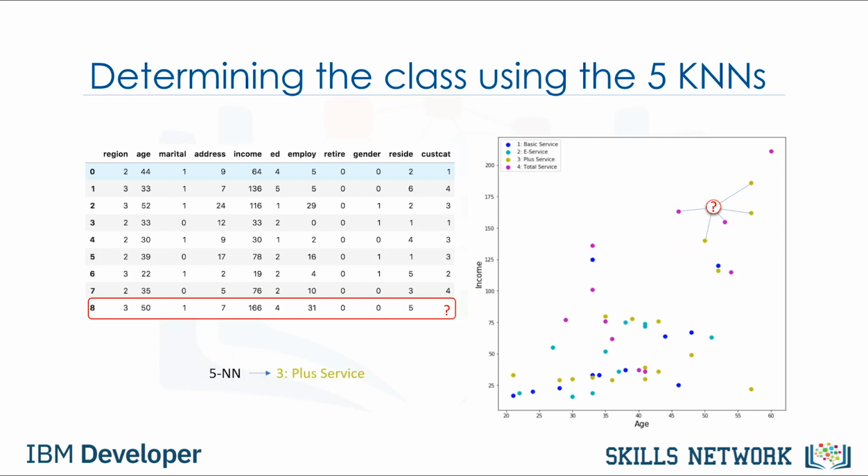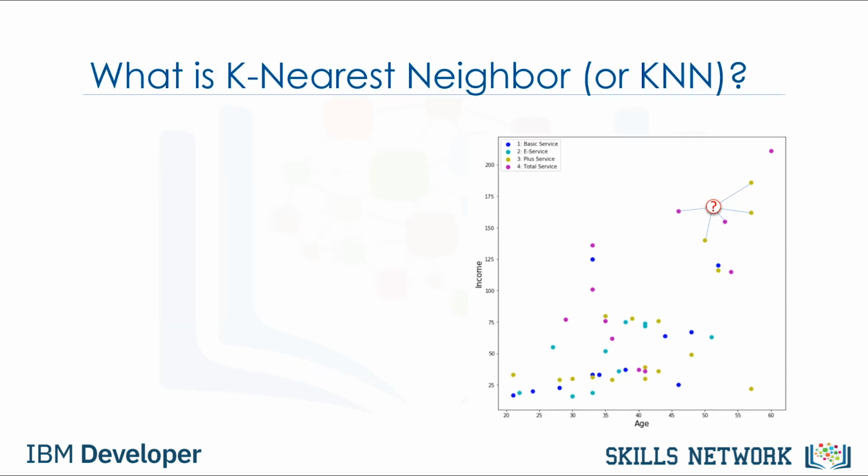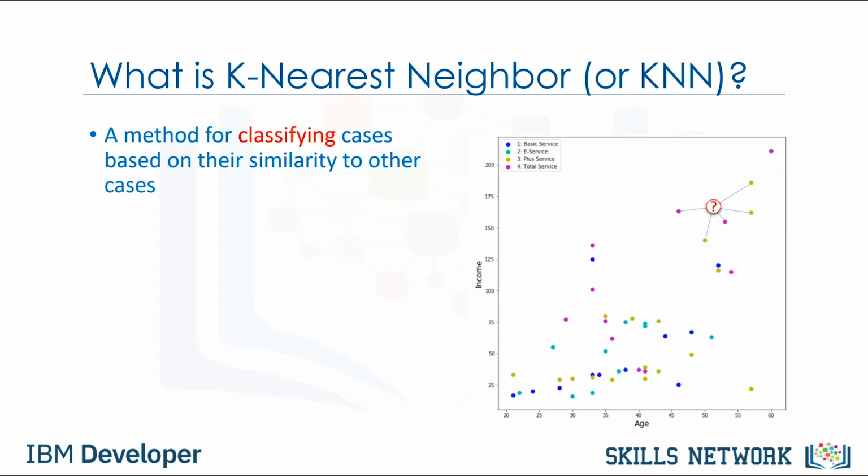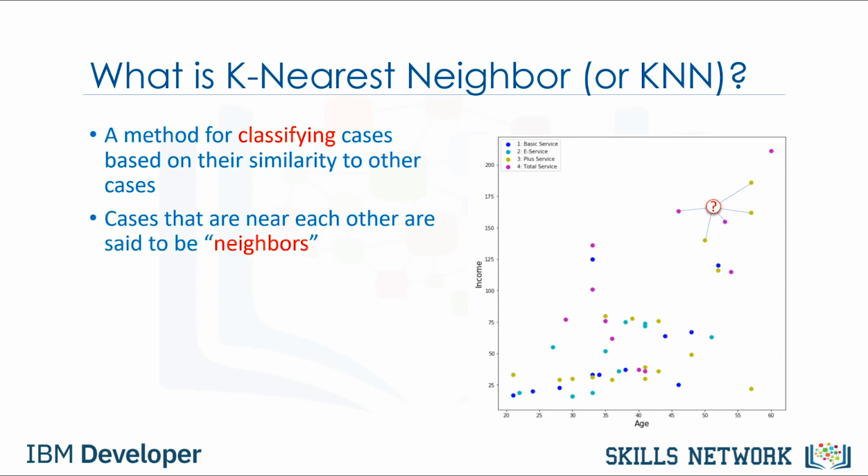Now, let's define the k-nearest neighbors. The k-nearest neighbors algorithm is a classification algorithm that takes a bunch of labeled points and uses them to learn how to label other points. This algorithm classifies cases based on their similarity to other cases. In k-nearest neighbors, data points that are near each other are said to be neighbors.